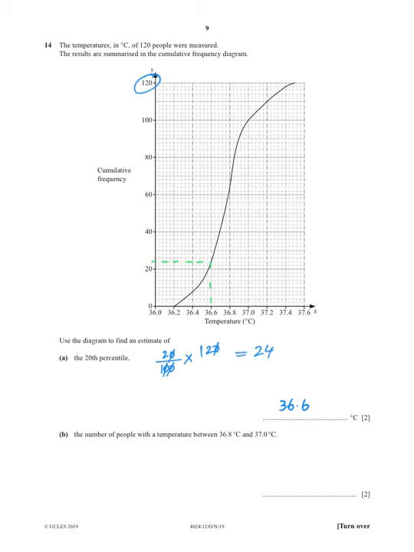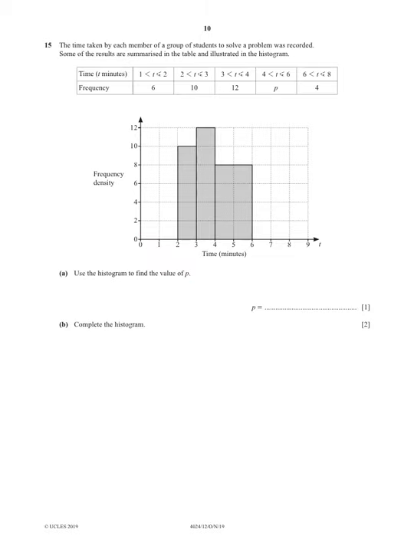Next part, the number of people with the temperature between 36.8 and 37. So the people we have at 36.8, you can see here, right? Its value is 64, and at 37 you can find the value from the graph. It's 100, right? So the final answer will be 100 minus 64, which equals 36. That is your answer.